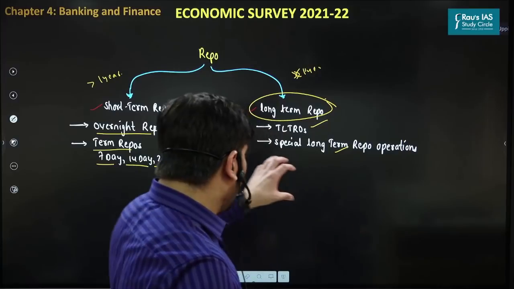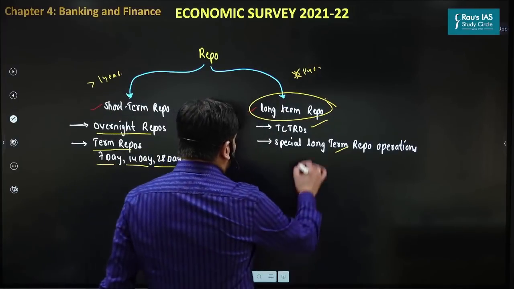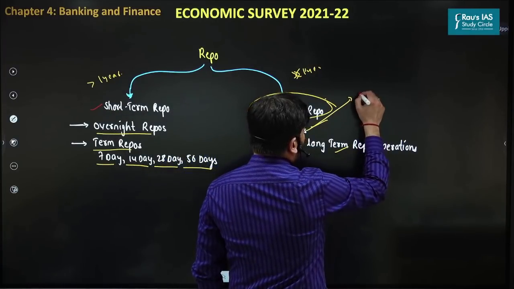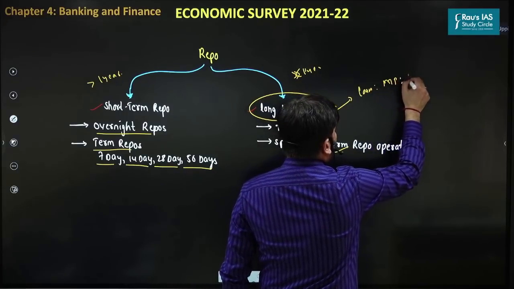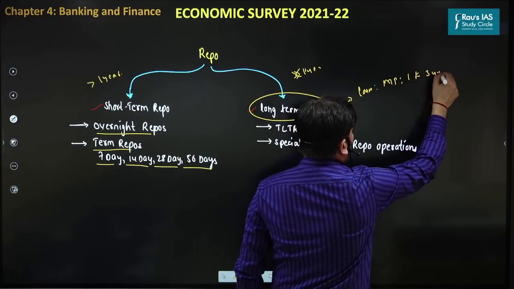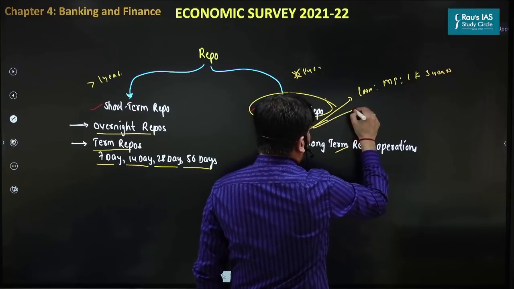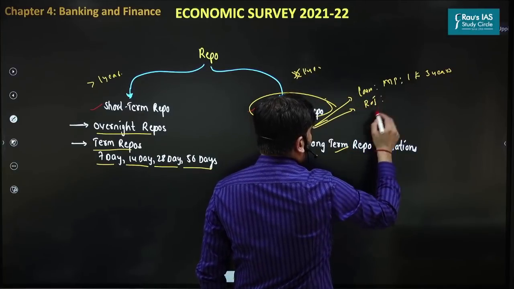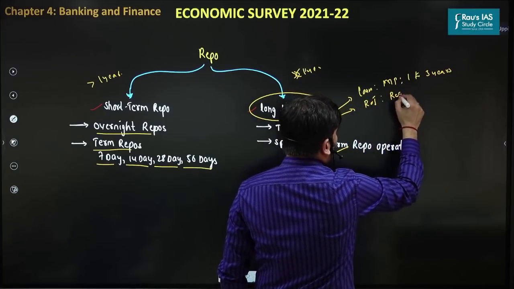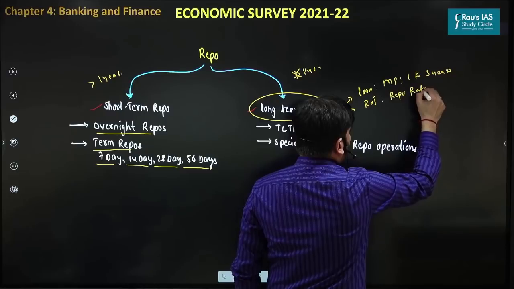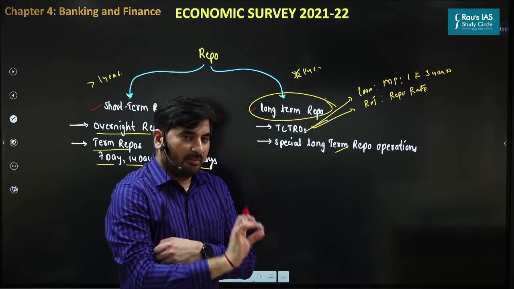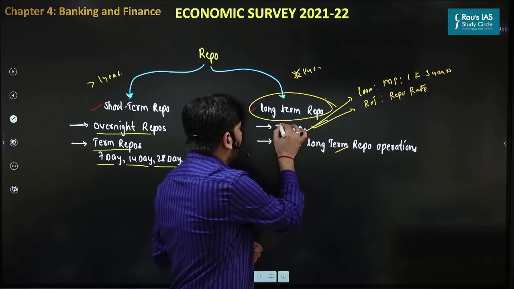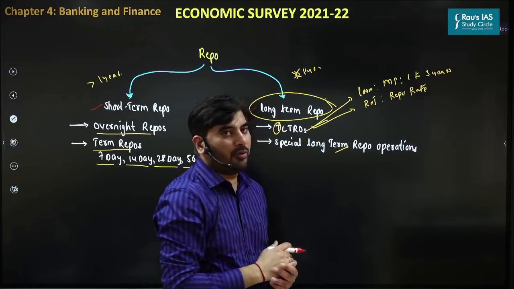See, under the targeted long-term repo operations, that is this part, RBI gives loans whose maturity period ranges from 1 to 3 years. The rate of interest on these loans is equal to the repo rate. So they are basically long duration loans. Rate of interest is equal to the repo rate. But the word which is used here is targeted long-term repo operations.